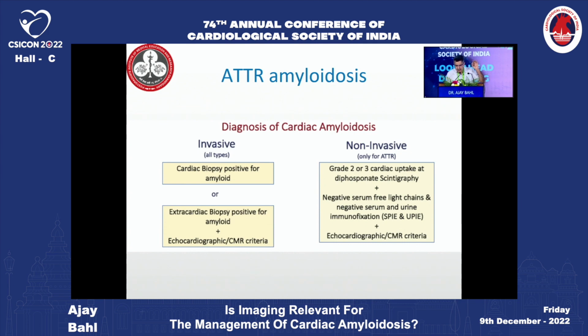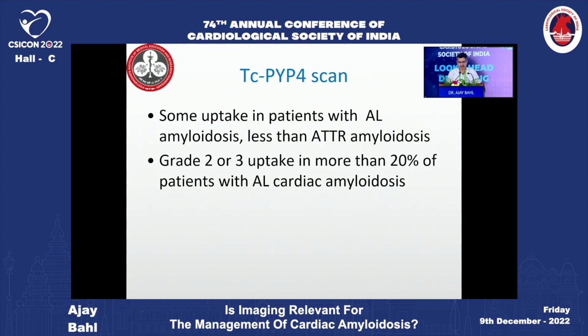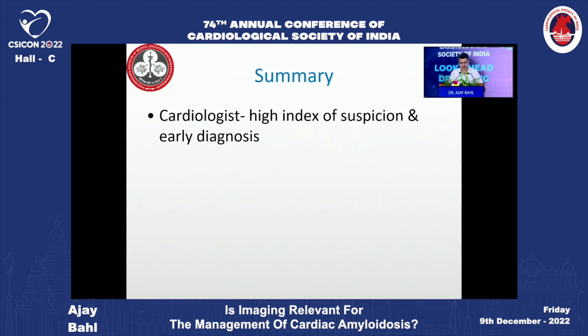So a positive scan with negative serum free light chain assays indicates that this is ATTR amyloidosis, and we need not do any investigation further. We must exclude AL amyloidosis because some uptake occurs in patients with AL amyloidosis, around 50% of individuals. In around 20% of individuals, this is significant uptake, around grade 2 to grade 3. So a positive bisphosphonate scan with negative light chains is a diagnosis of ATTR amyloidosis.